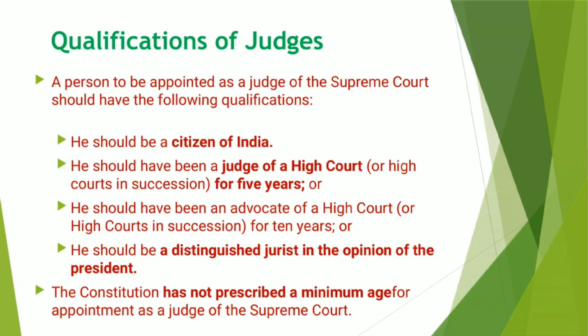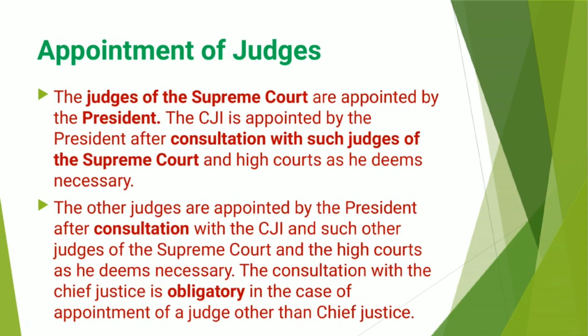Dear friends, to be a judge of the Supreme Court, one has to fulfill the following criteria. He should be a citizen of India. He should also have experience working as a judge of a High Court for 5 years. He should have been an advocate of a High Court for 10 years. He should also be a distinguished jurist in the opinion of the President. But it is also to be pointed out that the Constitution has not prescribed any minimum age for the appointment of a judge. And these judges of the Supreme Court are appointed by the President of India.